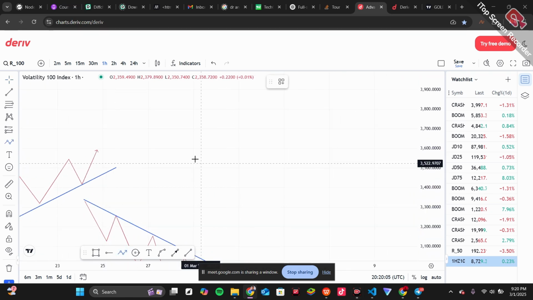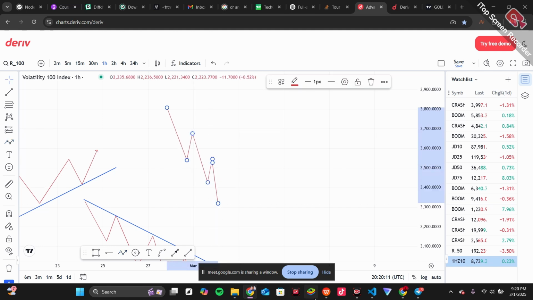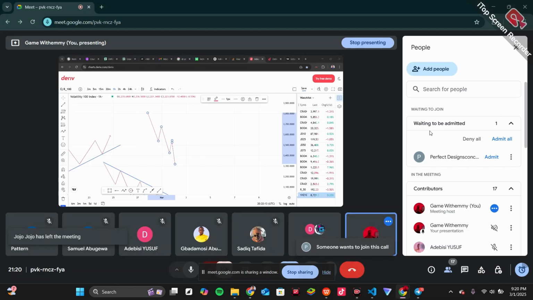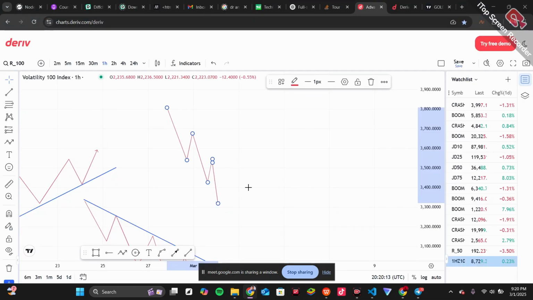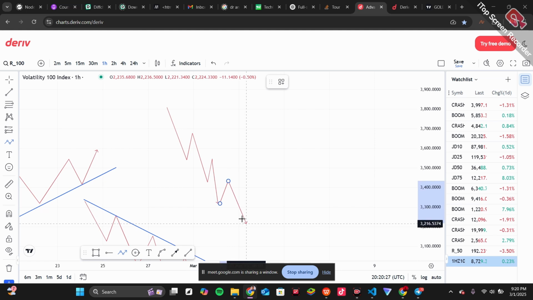Let's say, for example, we have a downtrend, right? And now the trend wants to change. And you are seeing the sign, right? You are seeing something like this, like an inverse head and shoulder.